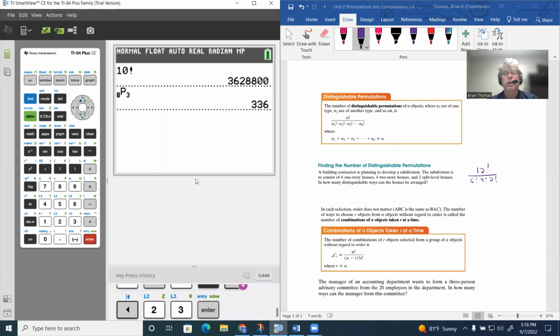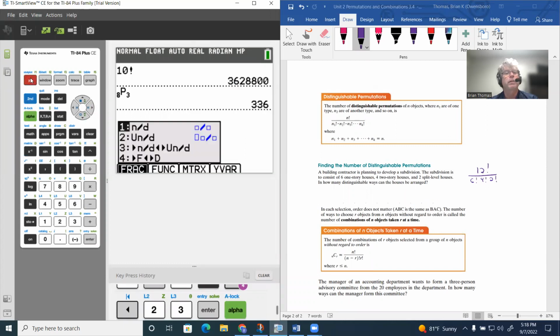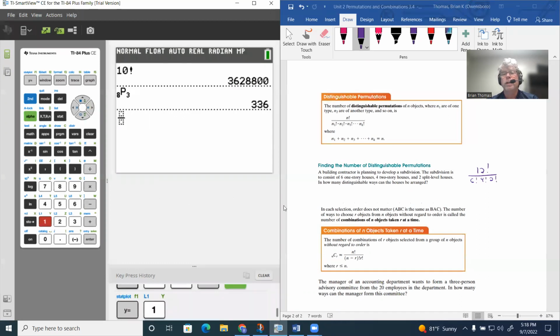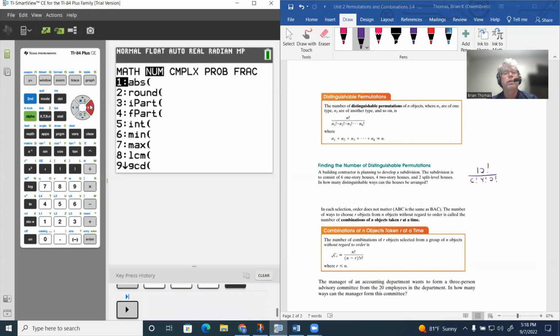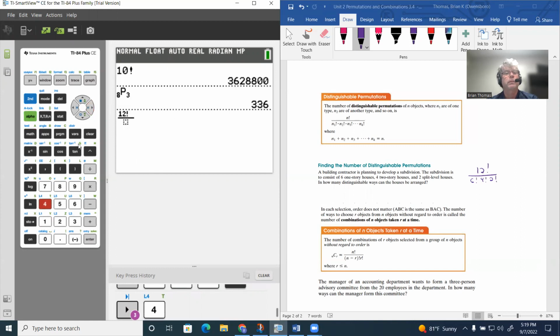So to do this, I have a fraction. So that's the n over d button. So if I hit the alpha F1 button, they'll say number 1 is a fraction. So on top, I need 12 factorial. So I type the 12 in to start with. Hit the math button. Go over here to probability, and choose number 4 for that. And then go down to the bottom, and I need 6 factorial.